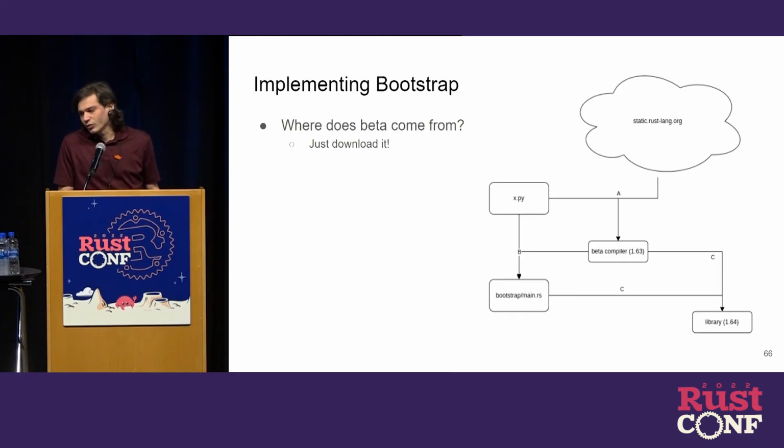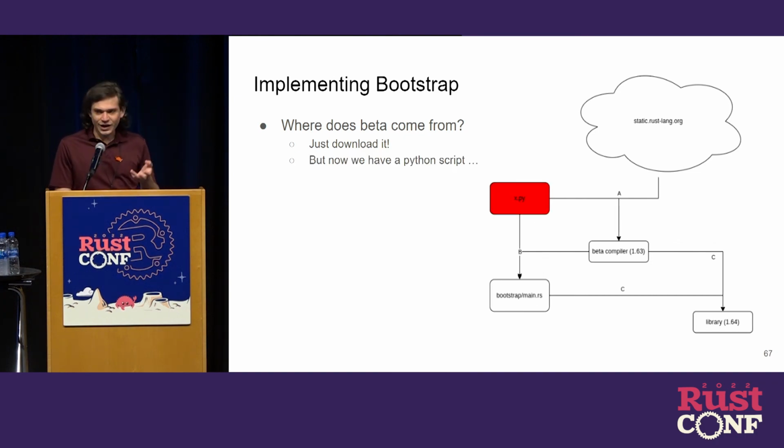And the answer is we just download it. We have a little Python script that reaches out to a website. It downloads the beta compiler. It builds our build system. Then the build system uses the beta compiler to build the standard library. And that works great. We've done this for ages.